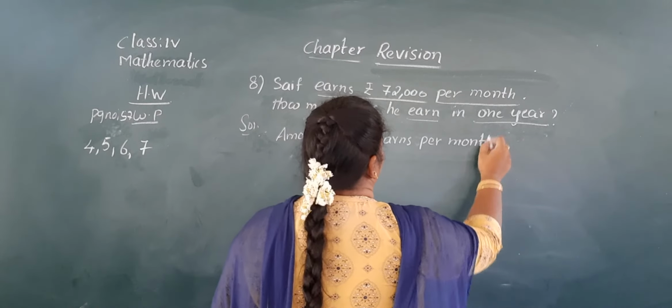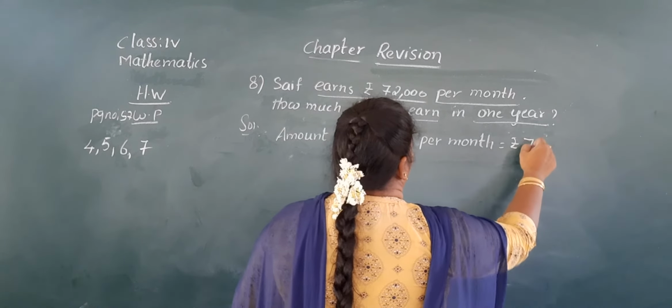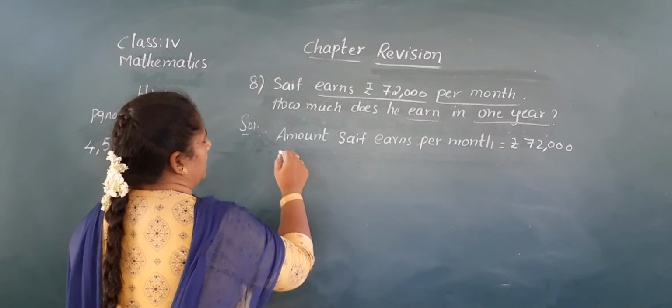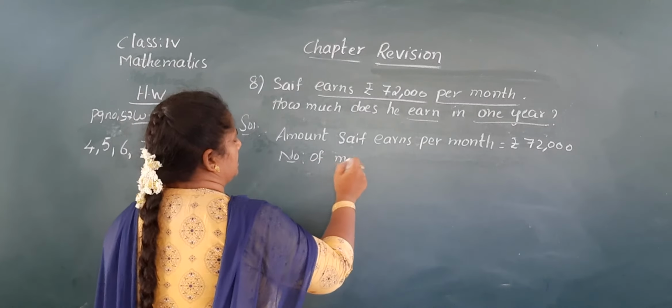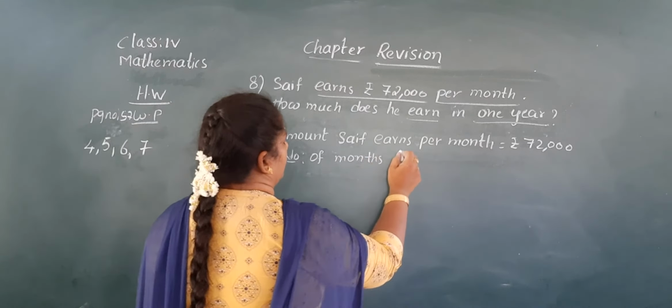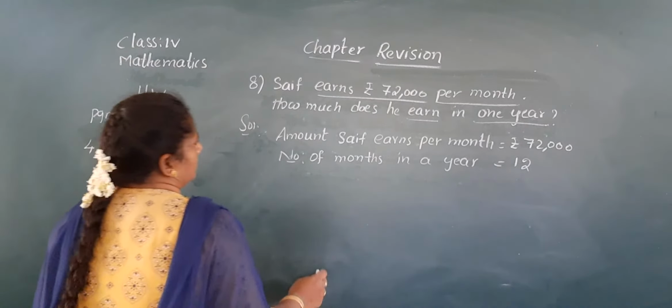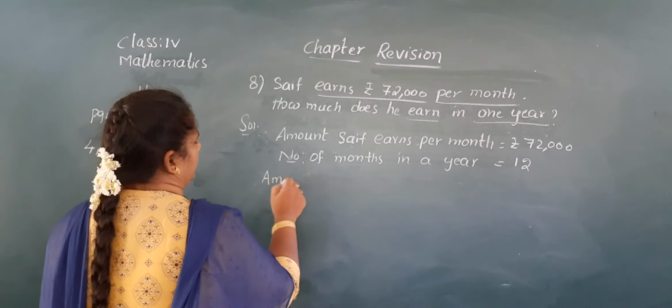Amount Saif earns per month is equal to 72,000 rupees. First we have to find the number of months in a year, which is equal to 12. Now the amount he earns in 1 year, that is, in 12 months. So we multiply 72,000 by 12.